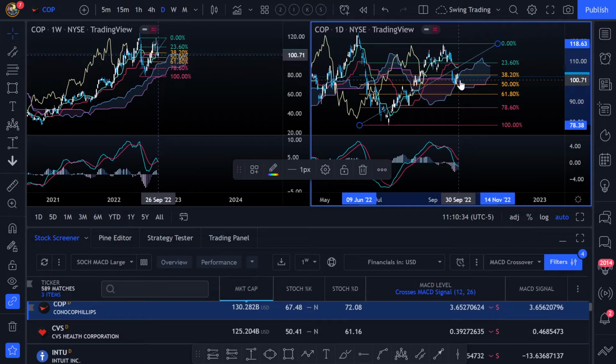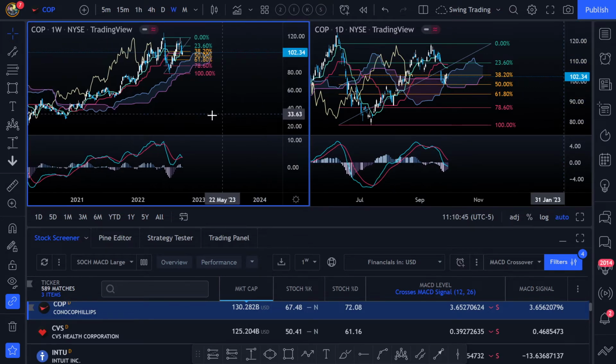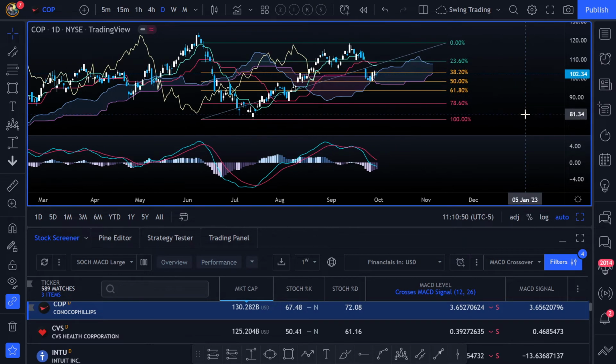So the daily MACD is losing bearish momentum. So perhaps the price could go higher.